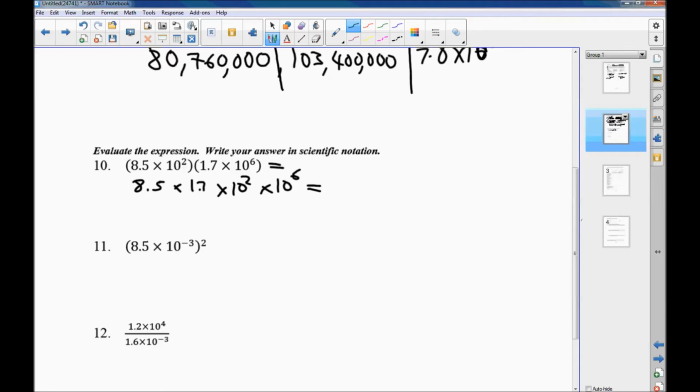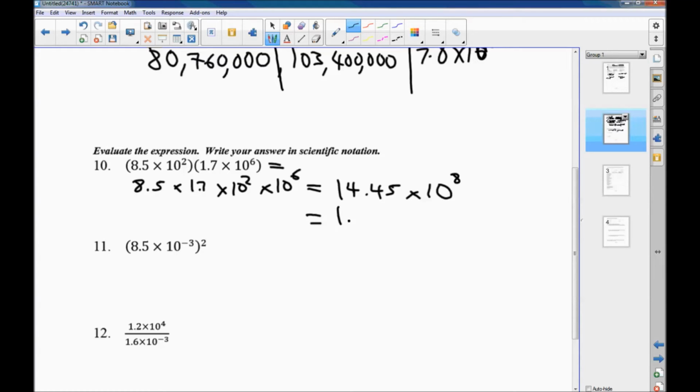All right, so 8.5 times 1.7 is 14.45 times 10 to the, and 2 plus 6 will make 8 here. Now the problem is our final answer is not in scientific notation. It's 14.45 times 10 to the 8th.